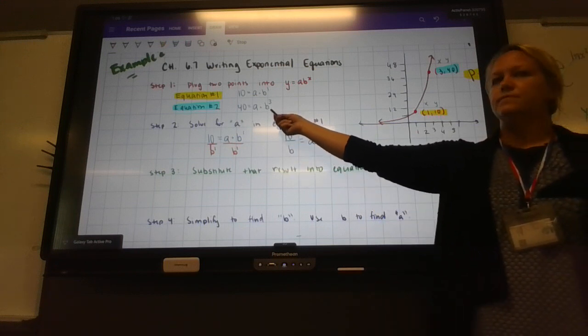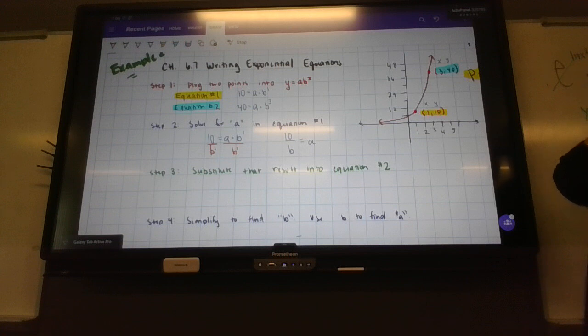I have a question. Yeah. So the exponent is always going to be x? Yeah.